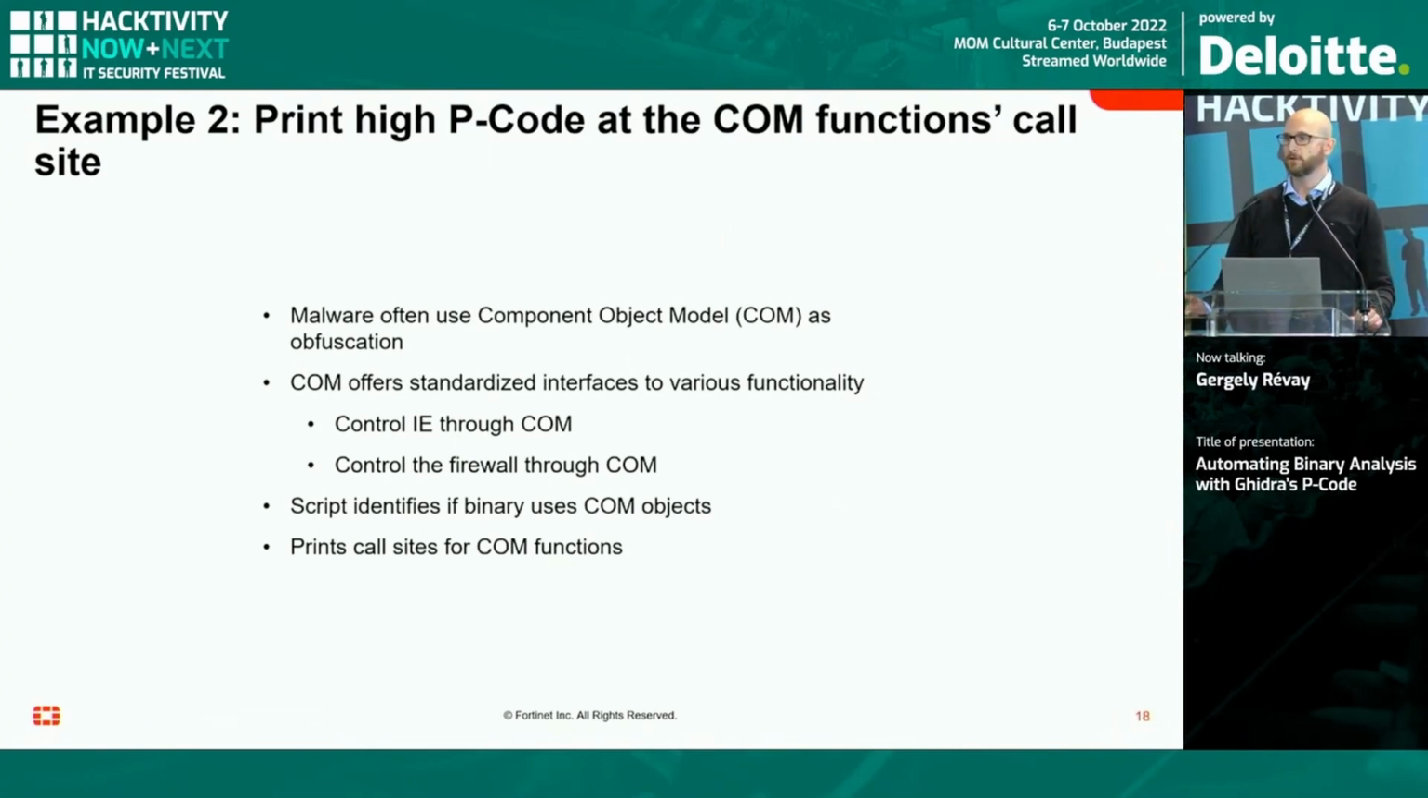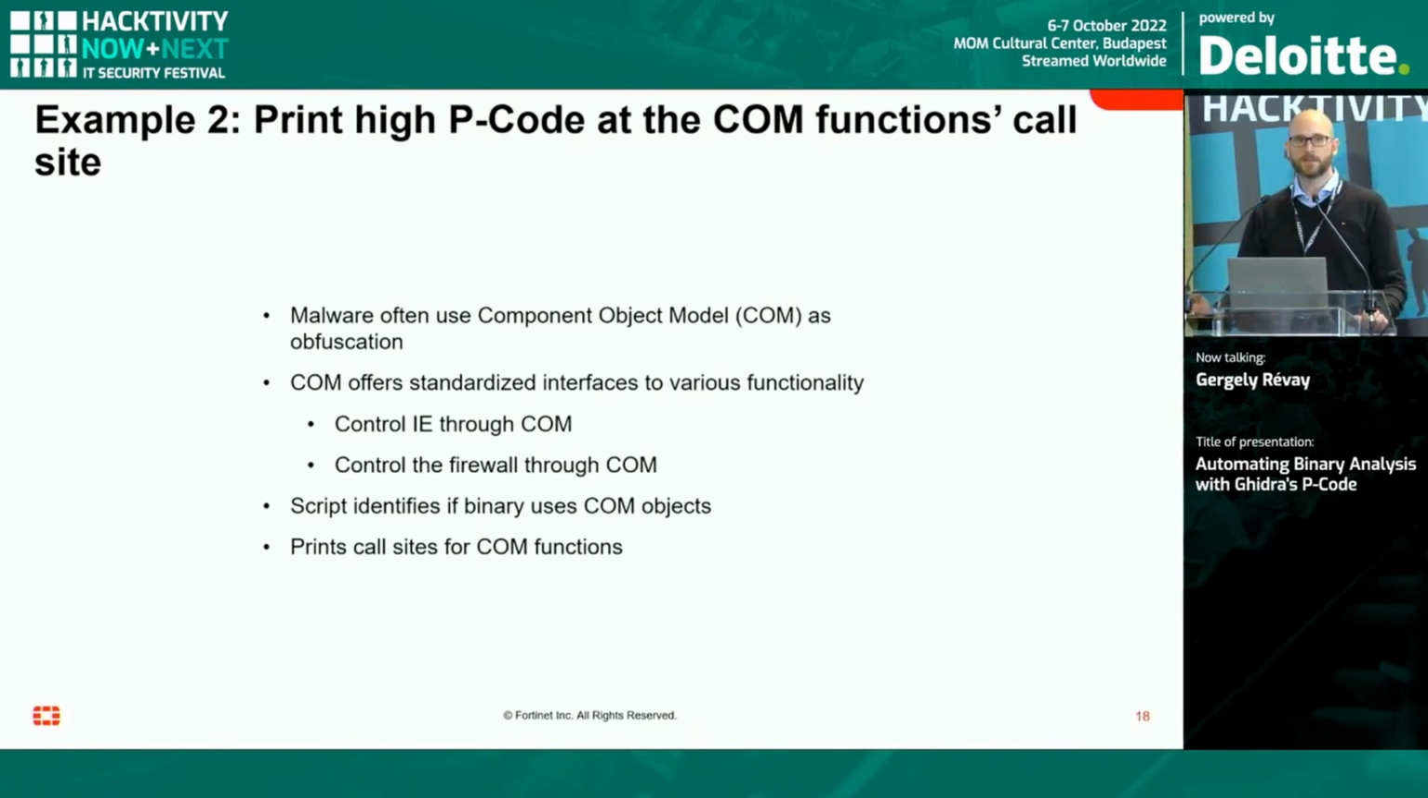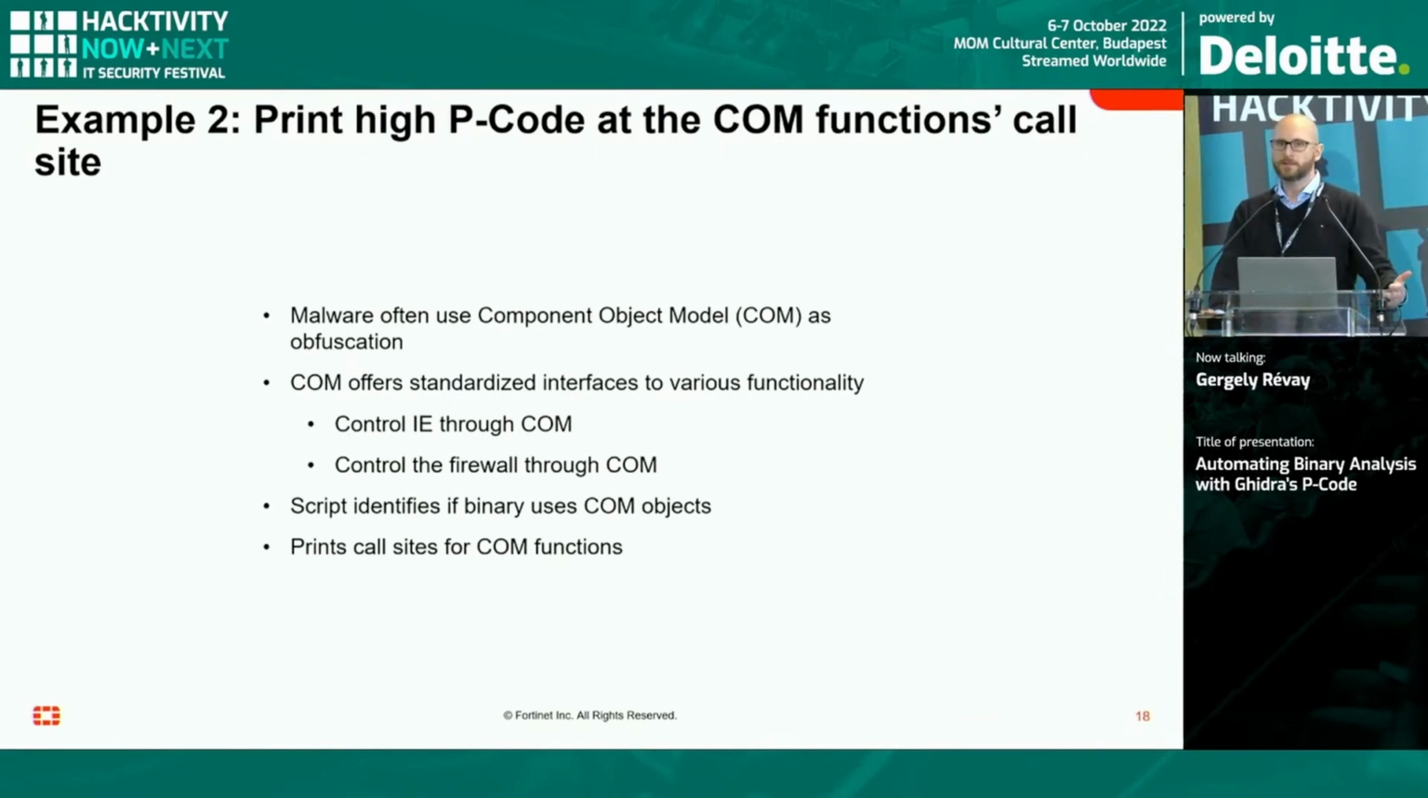So for instance, you can control an Internet Explorer instance using a COM object. So what the malware would do, instead of using the normal networking API to talk to the command and control server, it would just use an Internet Explorer instance and then talk to its COM object to do its C2 communication. Now, the reason why this is good for the malware is because it's much more difficult to spot.